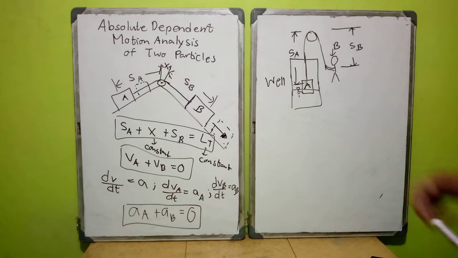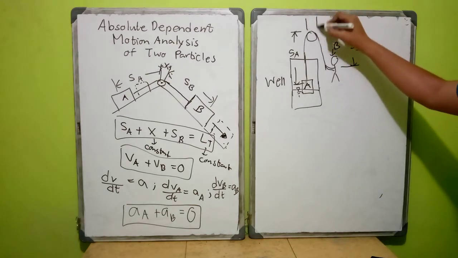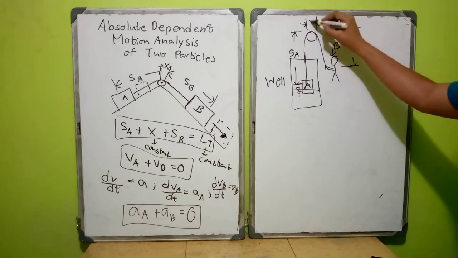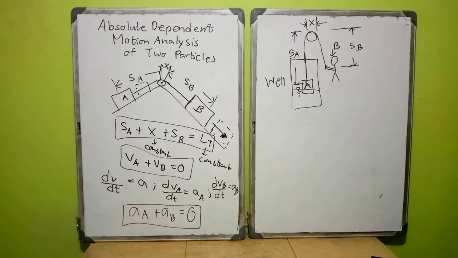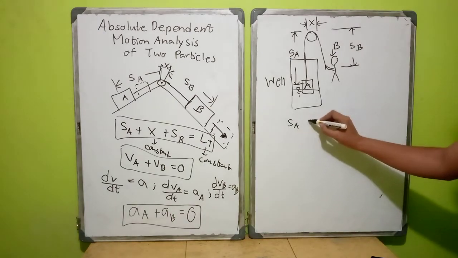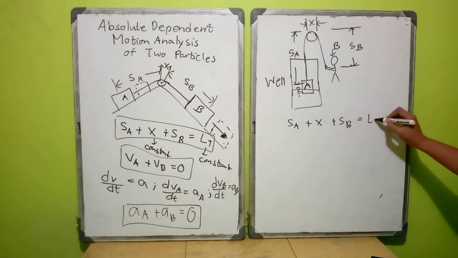So therefore, the length of the pulley will not be complete. Let us say this is X also, so it's the same. You can rewrite the formula: SA plus X plus SB is equal to LT.